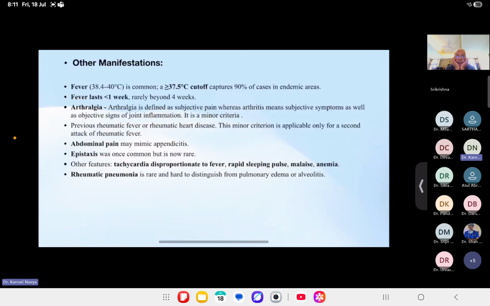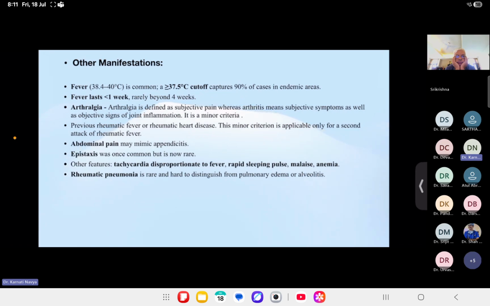Other manifestations: fever, which is 38.4 to 40 degrees centigrade, is common, but a cutoff of more than 37.5 degrees captures 94% of the cases in endemic areas. It usually lasts for less than 1 week and rarely beyond 4 weeks. Arthralgia is defined as a subjective pain, whereas arthritis means subjective symptoms as well as objective signs of joint inflammation. It is one of the minor criteria.